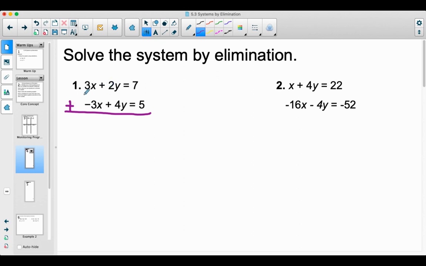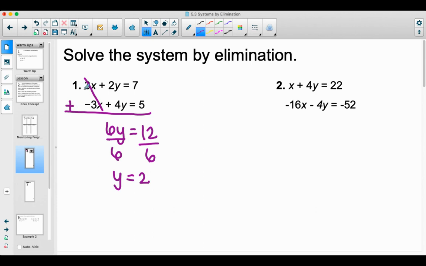So when I take 3 plus -3, does that eliminate? Or when I say 2 plus 4, does that eliminate? And the x's do eliminate. This goes away. And so when I add this together, we get 6y equals, and 7 plus 5 is 12. And so to get y by itself, we're going to divide both sides by 6, and we're going to get y equals 2.